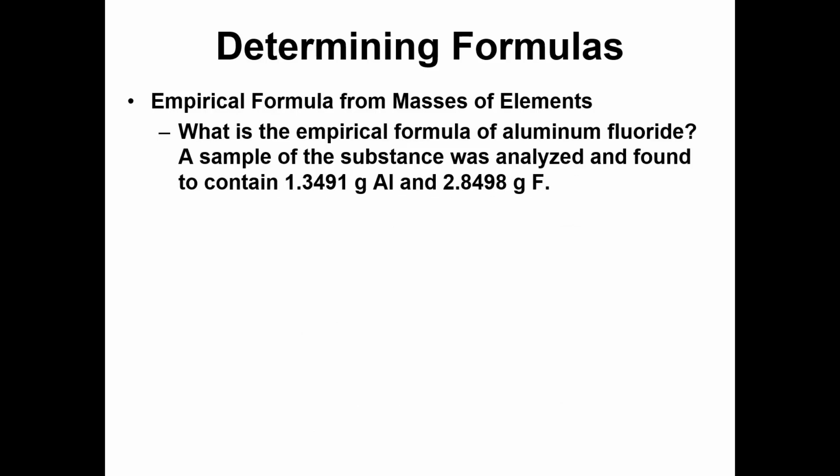Alrighty then. Empirical formula for masses of elements. What is the empirical formula of aluminum fluoride? A sample of the substance was analyzed and found to contain 1.3491 grams of aluminum and 2.8498 grams of fluorine. Okay.